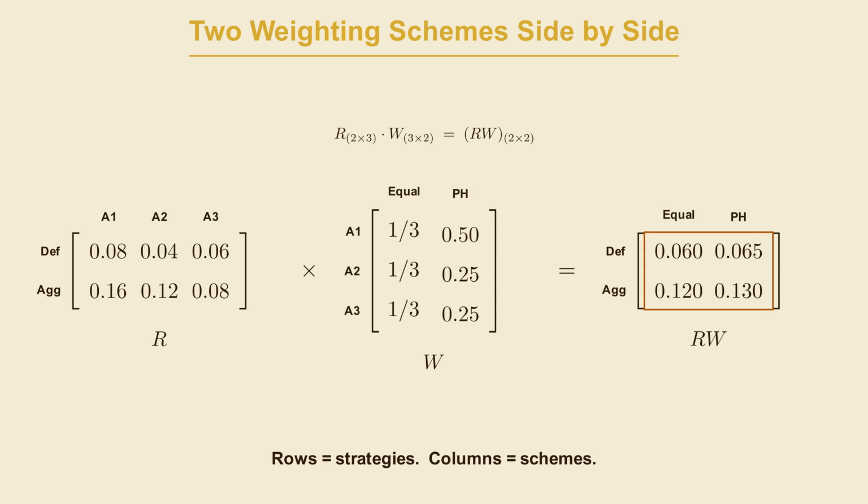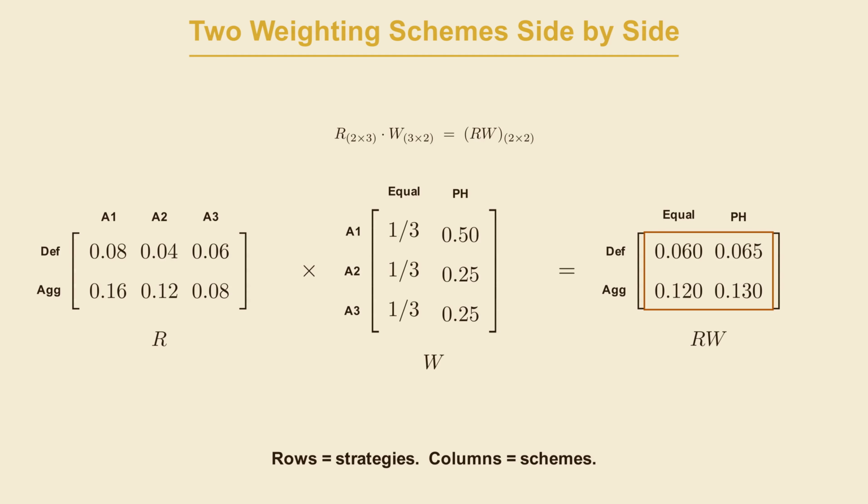Notice what's interpretable here. Every entry of the result is a portfolio return, and every entry came from a dot product of a returns row and a weights column. The structure of matrix multiplication didn't add anything new on top of the dot product. All we really did is organize a lot of dot products into a clear grid.